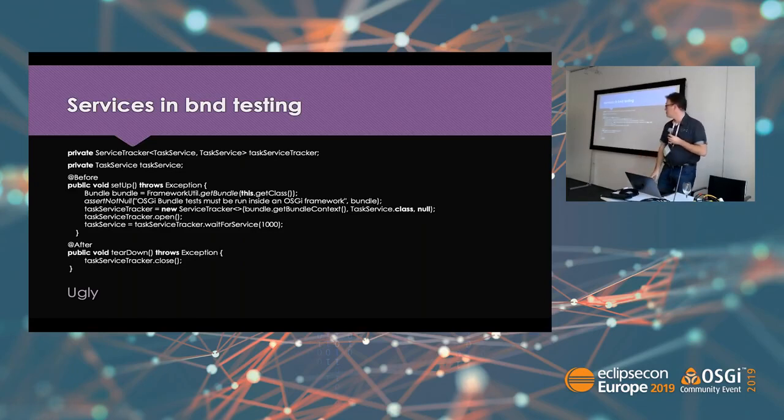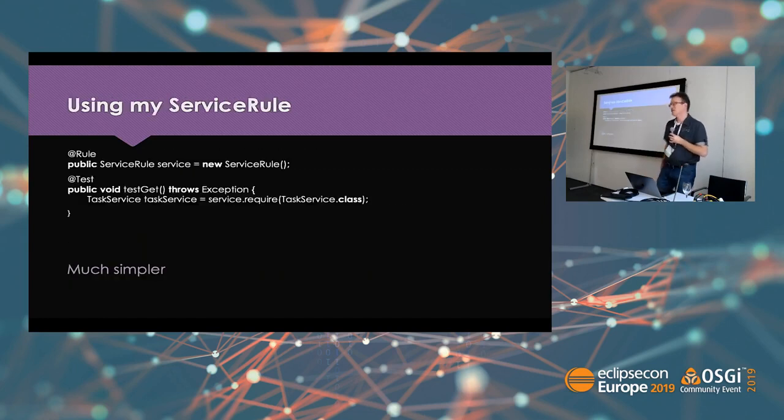So I experimented a bit how to make it easier, and I created a rule for JUnit. I call it service rule, that basically abstracts all that away. So you just use the rule, new ServiceRule with @Rule, and in your tests you simply say service require and your service interface, and it will look up the service, wait for it, time out after some time. So this makes it a lot easier in your code. I asked if there is some library already prepared to do this. Unfortunately, there is not, but maybe I can help to bring something up in the next BND version.